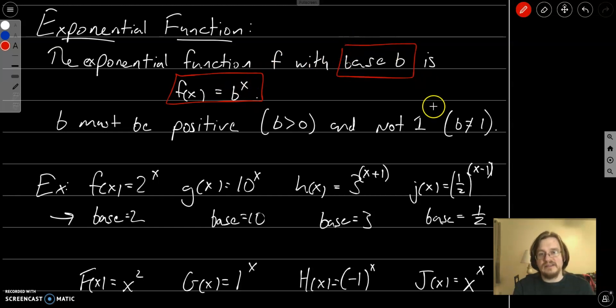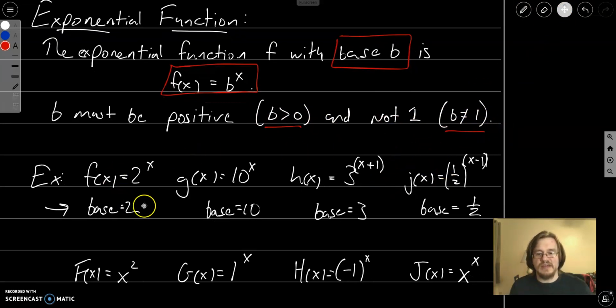b is called the base of the function, and there are a couple of restrictions on what b can be. b has to be positive, and it can't be equal to 1. And I'll go through a little bit of why we make these restrictions. So here are a couple of examples of exponential functions. So we have the function that we already saw, 2 to the x power, and here the base is 2. We have g of x equals 10 to the x power, and again 10 would be the base here. So g of 3, for instance, would be 10 to the third power, which is 1,000.